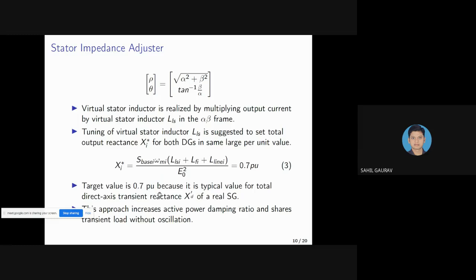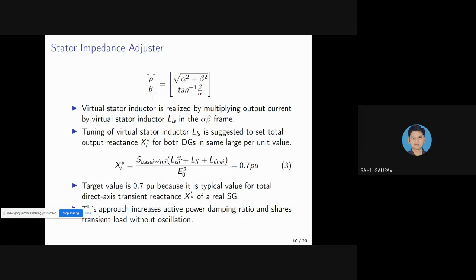synchronous generator. Here I have written it in the fourth point because this is a typical value for the total direct axis transient reactance xd of a real synchronous generator. So we set this xi star equal to 0.7 per unit. This approach increases the active power damping ratio and shares transient load without oscillations. That is what we are doing.